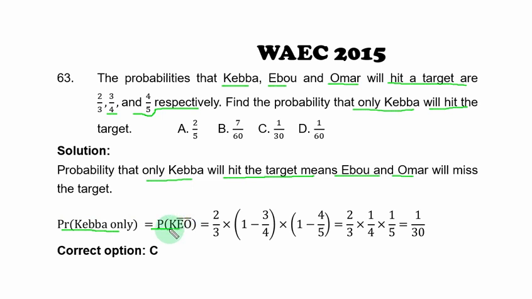For Keba to hit the target, the probability is 2/3, times for Ebwe to miss is 1 minus Ebwe to hit, then times for Oman to miss is 1 minus Oman to hit. 3/4, 4/5. When you simplify, you have this result, 1/30. The correct option is C.